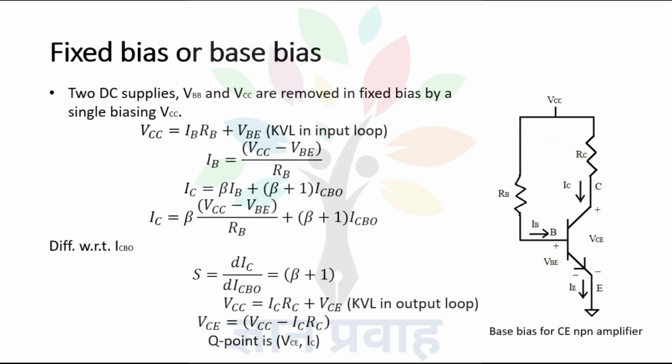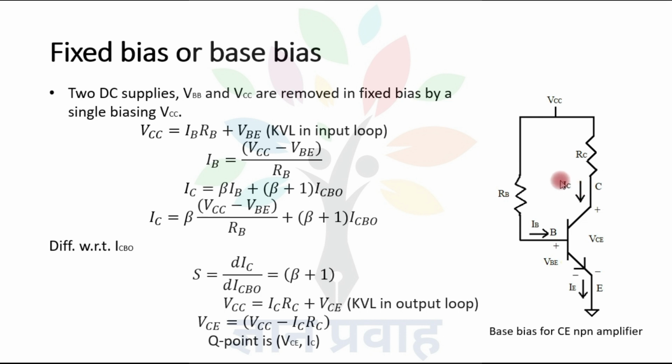First, the DC biasing circuit is fixed bias or base bias. The fixed bias circuit is given here. One NPN transistor, because this is a common emitter NPN amplifier, and we require two resistors, one for the input side and the second for the output side. One power supply, that is VCC. In the base resistor the current is IB, in the collector resistor the current is IC, and in the emitter terminal the current is IE, that is the summation of IB plus IC.